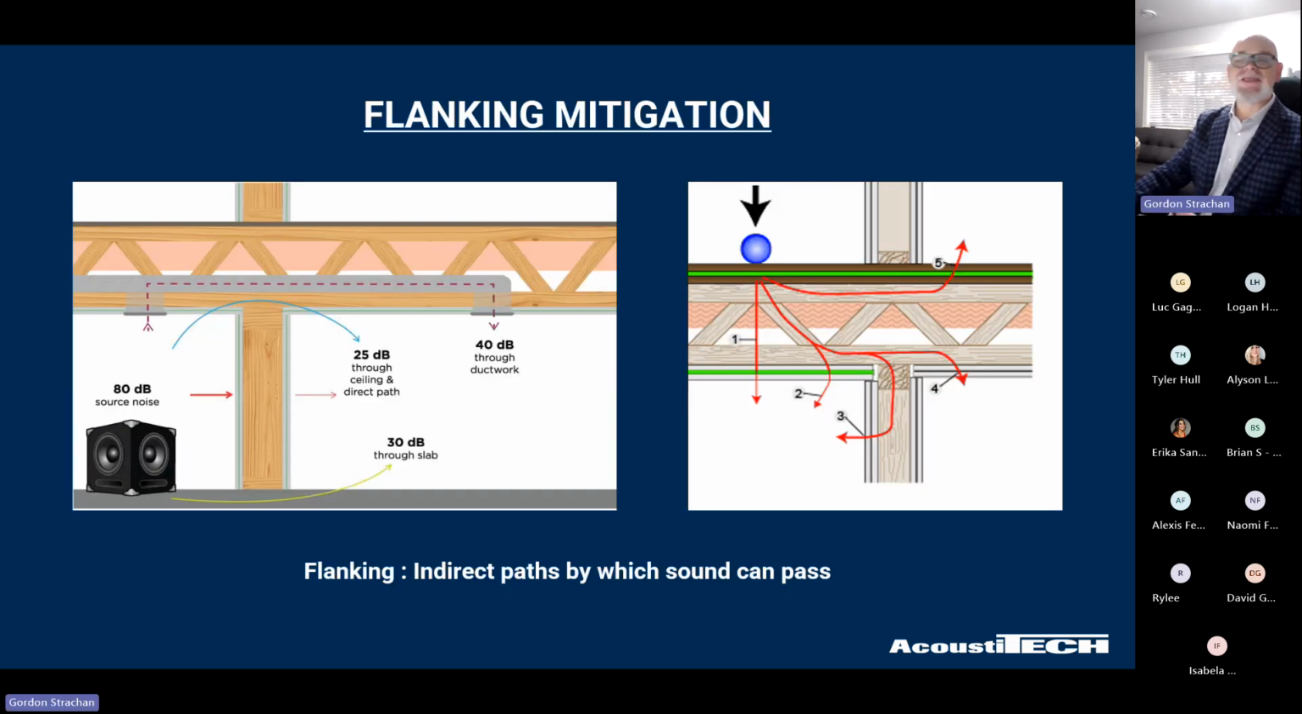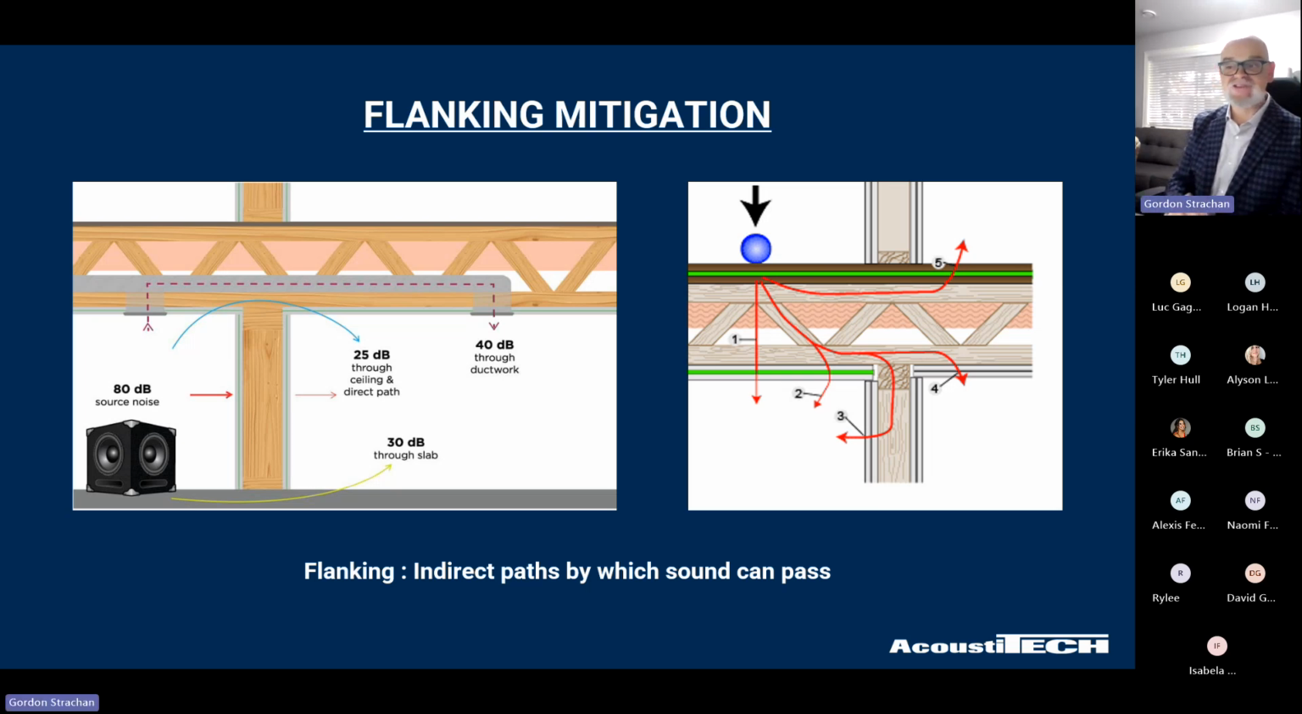When we talk about flanking mitigation, like I mentioned, it is not just one path, right? When I stomp, that energy didn't just stop there, right? This shows a basic example of 5 quick paths that energy can travel just from one dropped item.